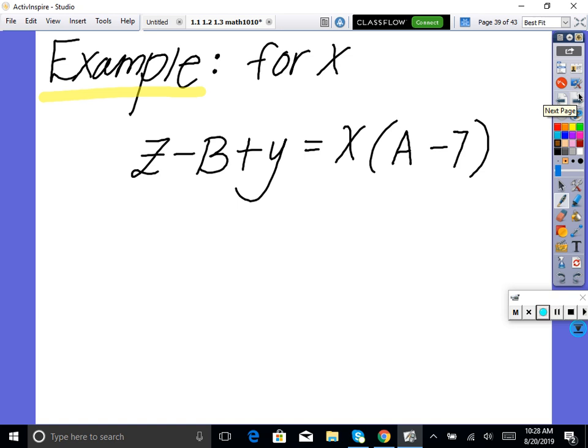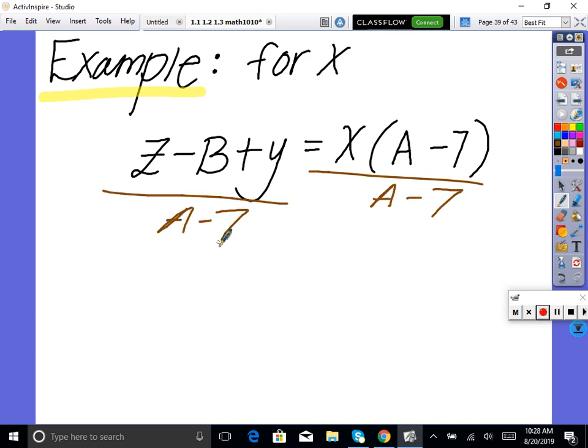Okay. All right, solve for x. What would I do? This is not a trick question. Yeah. Divide by a minus 7. Divide by a minus 7. All good? Yep. Okay, good.